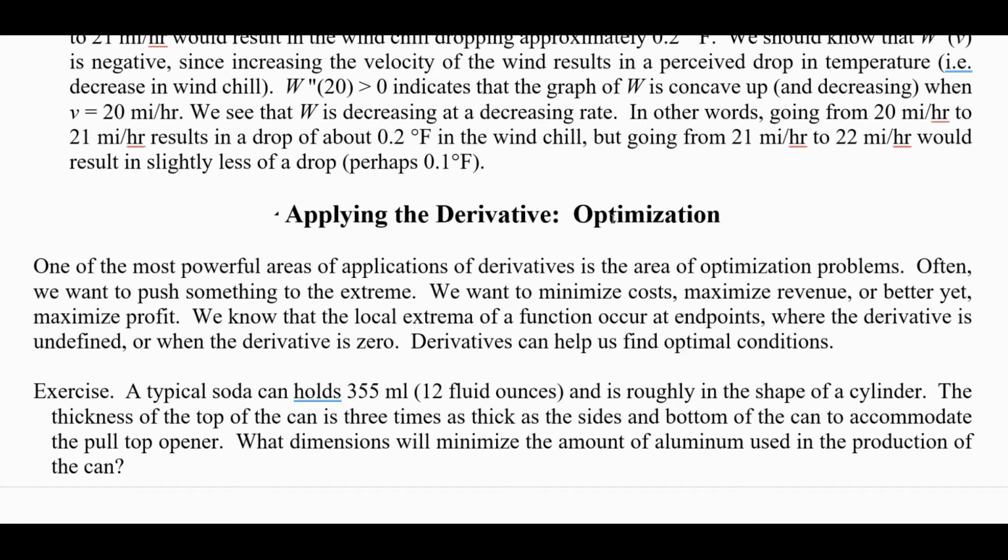So here's an example. A typical soda can holds 355 milliliters, 12 fluid ounces, and is roughly the shape of a cylinder. The top of the can is 3 times as thick as the sides and the bottom of the can to accommodate the pull top opener. What dimensions will minimize the amount of aluminum used in the production of the can?